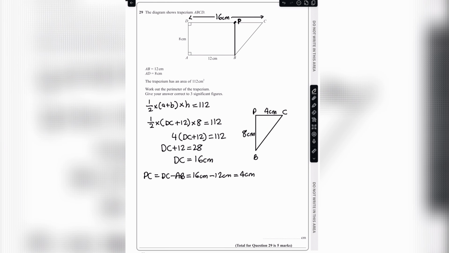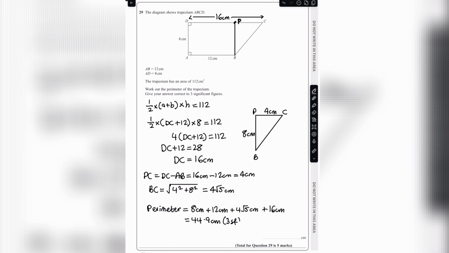And if we look at triangle BPC, we can determine the length BC by using Pythagoras' theorem. So length BC can simply be determined by obtaining the square root of 4 squared plus 8 squared, and that equals a value of 4 root 5 centimeters. So the perimeter is simply 8 centimeters plus 12 centimeters plus 4 root 5 centimeters plus 16 centimeters, and that equals 44.9 centimeters to 3 significant figures. So the final answer is 44.9.